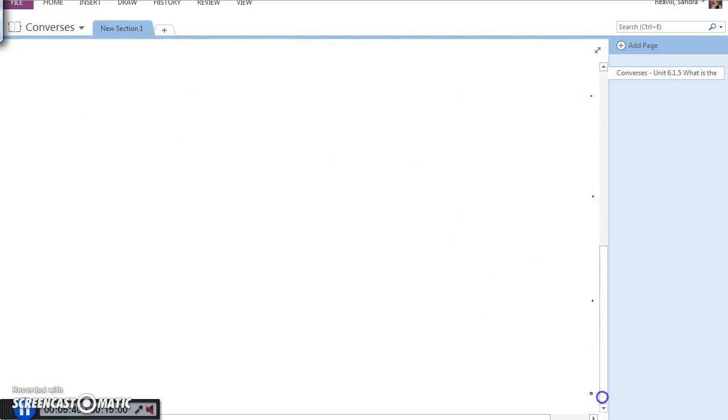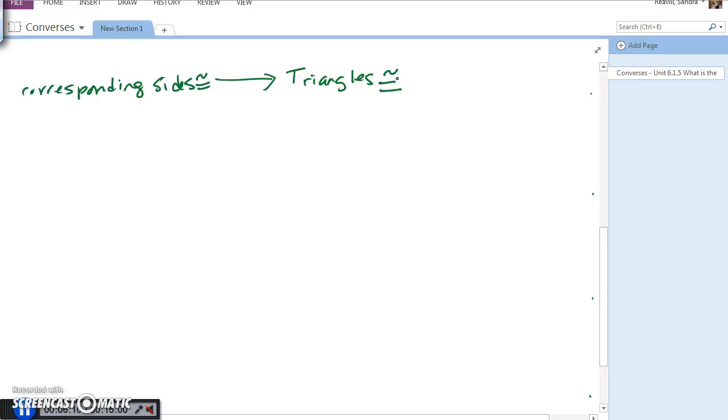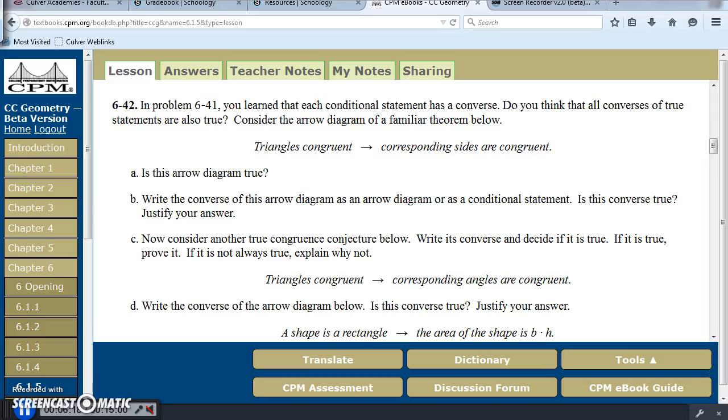So let's write the conditional using the arrow diagram. We're just going to switch the statement and the conclusion. So if corresponding sides are congruent, and you should be writing these statements, then triangles are congruent. So that's our side, side, side congruence for triangles theorem. And then we'll consider another one.